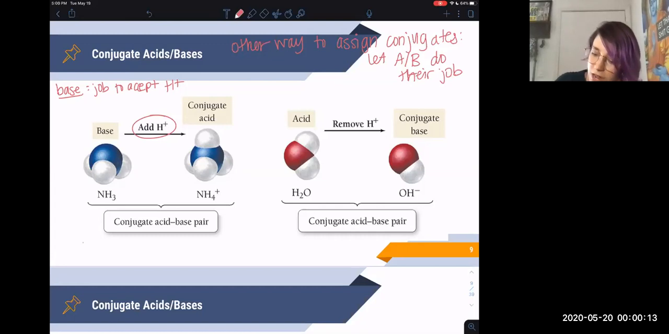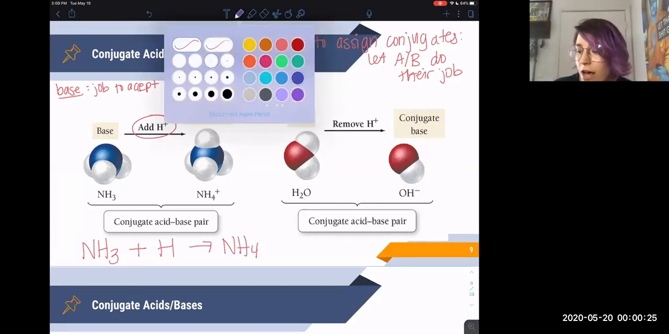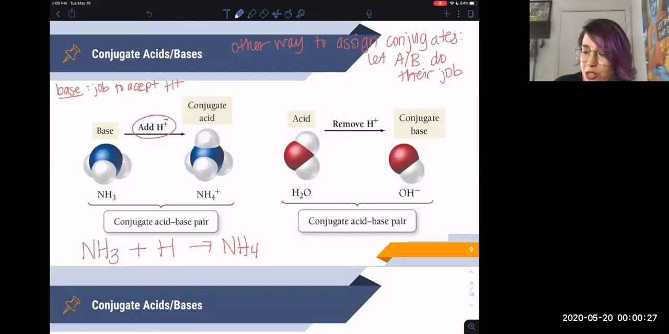So I like to think about it like this in two parts. I'm going to take my NH3, I'm going to add an H. That makes NH4. Don't make it more complicated than that. Second part, though, I have to remember is I'm not just adding H, I'm adding H plus. What is the current charge on ammonia?